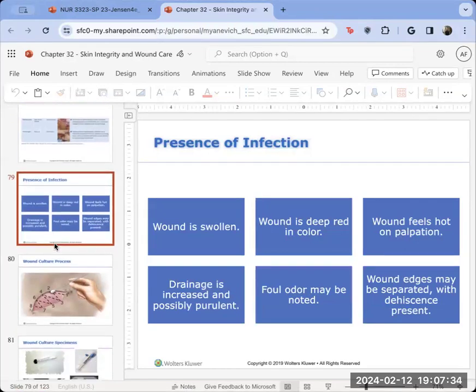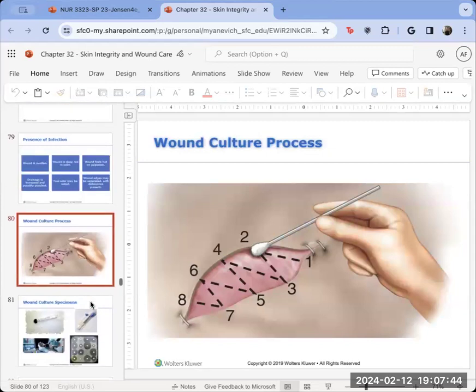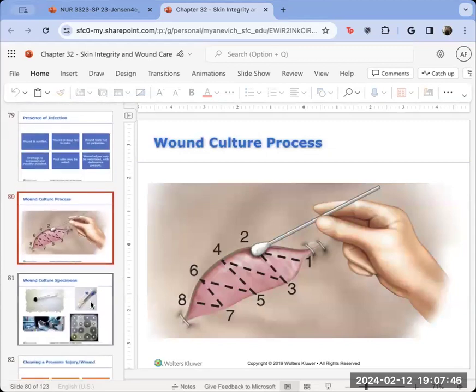Okay, we talked about what would be an infection: those cardinal signs, as well as an odor. And for wounds, we talked about dehiscence and evisceration, so I'm not going to get into that. Wound culture is almost like a side swipe.